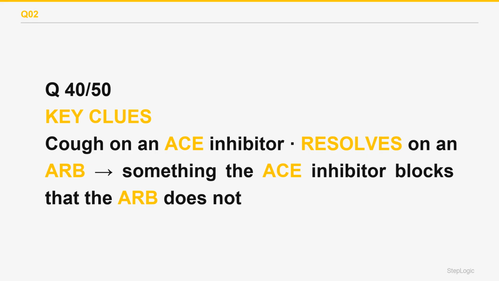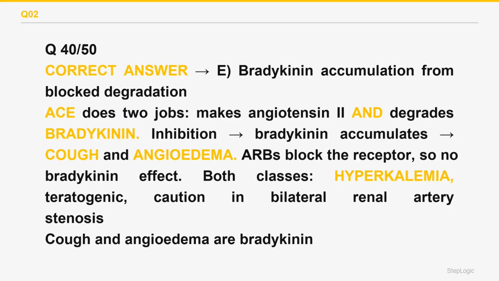Angiotensin receptor blockers act at the receptor rather than the enzyme, leaving bradykinin degradation intact, which is exactly why switching resolved the symptom and why choice B is the reverse of the mechanism. The correct answer is E.